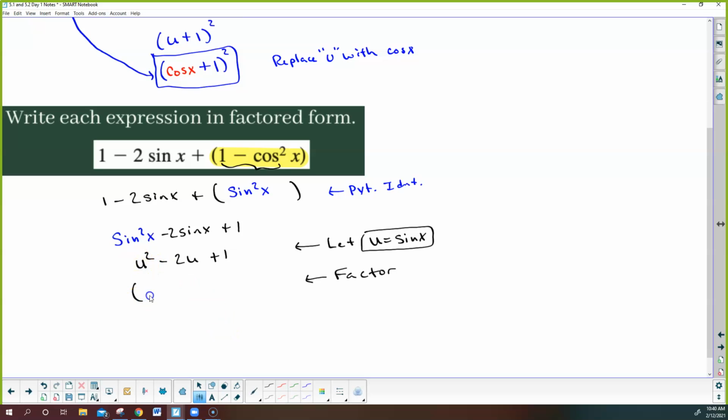So I'm thinking, okay, I know how I got the u squared. That was u times u. Plus 1, how did I get the plus 1, but it had to add up to negative 2? That's negative 1 and negative 1. And you could always recheck. If you FOIL this out, you should get back to where you started. And then I know that those are the same thing.